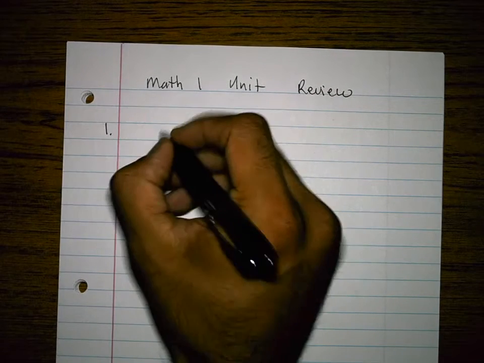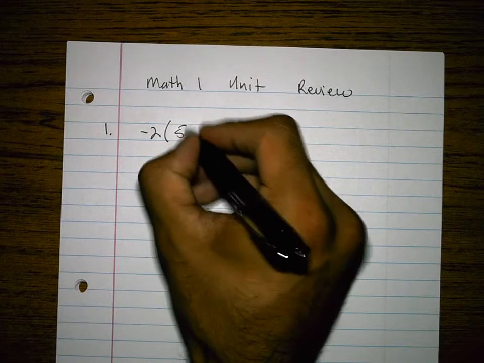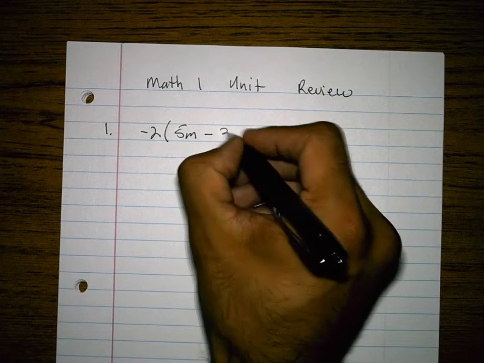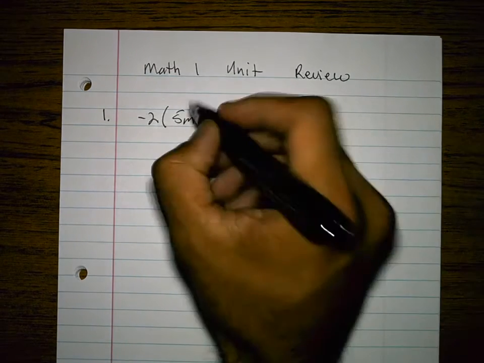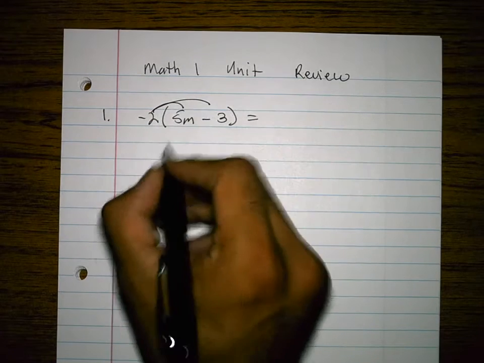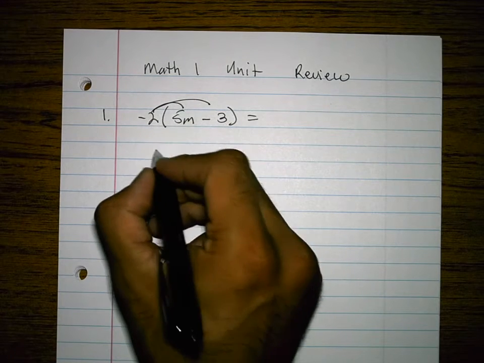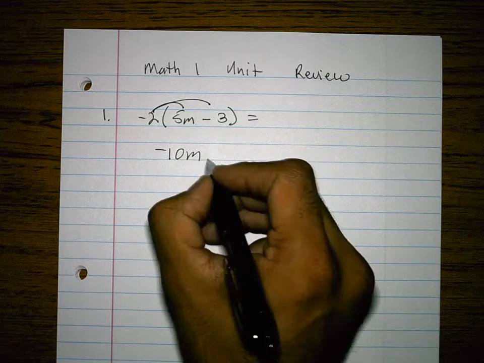Number 1 says -2 times 5 times 5m minus 3. So this is an example of our distribution property, so I'll distribute that. So a negative and a positive, a negative and a negative.